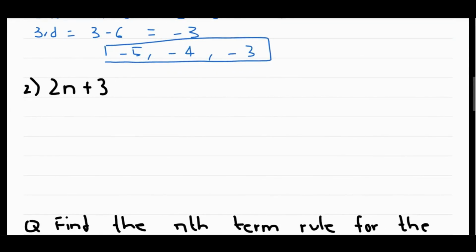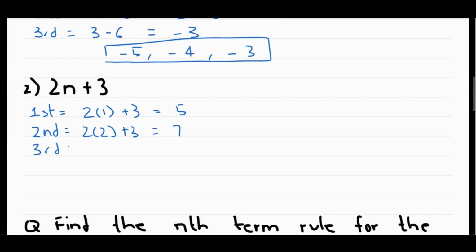Now we have to do the same, find the first position. The first would be 2 bracket 1 plus 3, which gives us 5. The second would be 2 bracket 2 plus 3, which gives us 7. Then the third one would be 2 bracket 3 plus 3, which gives us 9. So our sequence basically is 5, 7, 9, and then we'll just make a dot. They just told us to find the first 3 terms.